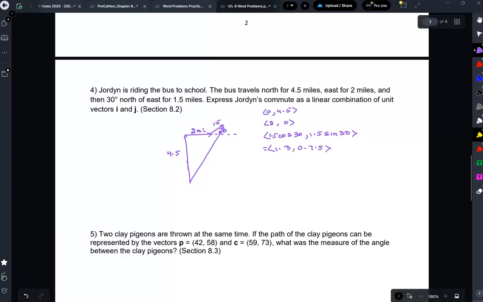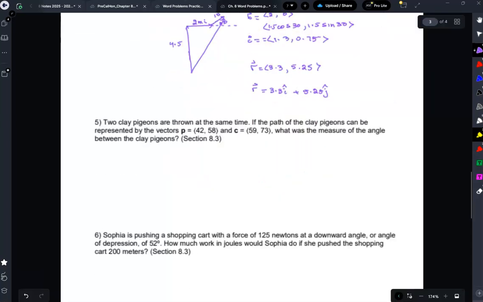And then if I label these vector A, vector B, vector C, then the resultant is A plus B plus C, so that's 3.3, and then 4.5 plus 0.75, so that's 5.25. Sorry, this is 0.75. So R is 3.3i plus 5.25j.